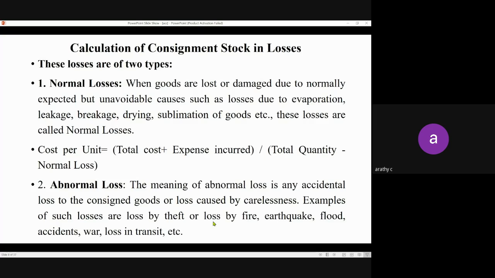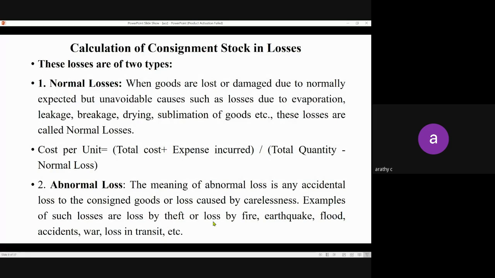Next is calculation of consignment stock in losses. How to calculate the consignment stock in losses? There are two types of losses, that is normal loss and abnormal loss. The normal loss is due to, we expect the normal loss, but we can't avoid it. It is called a normal loss because it is due to evaporation, leakage, drying, etc. We know that this loss will happen.